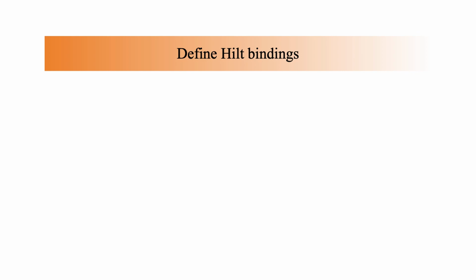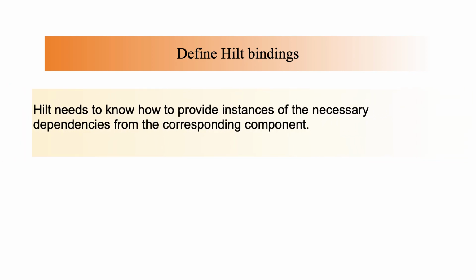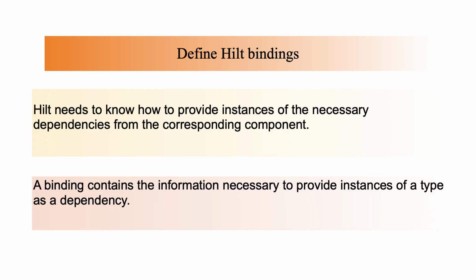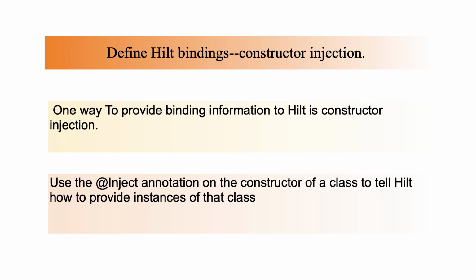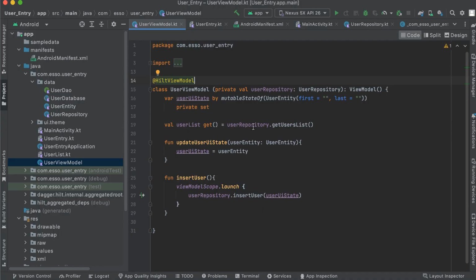Define Hilt bindings. Hilt needs to know how to provide instances of the necessary dependencies from the corresponding components. A binding contains the information necessary to provide instances of a type as a dependency. One way to provide the binding information to Hilt is constructor injection. Use the Inject annotation on the constructor of a class to tell Hilt how to provide instances of that class. Back to our project.